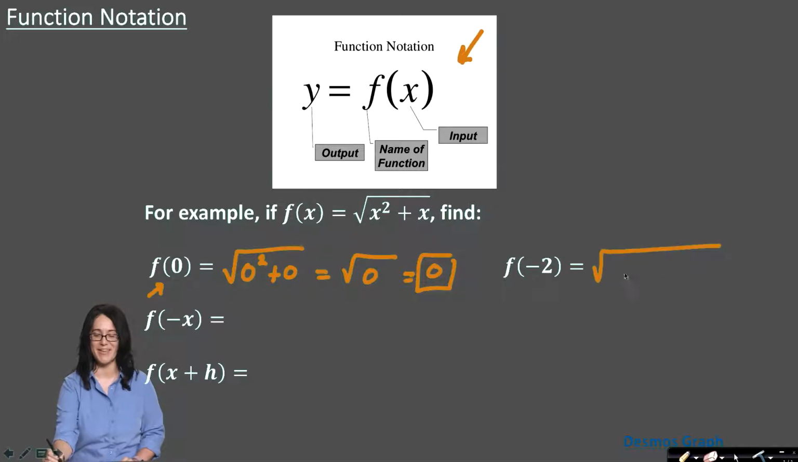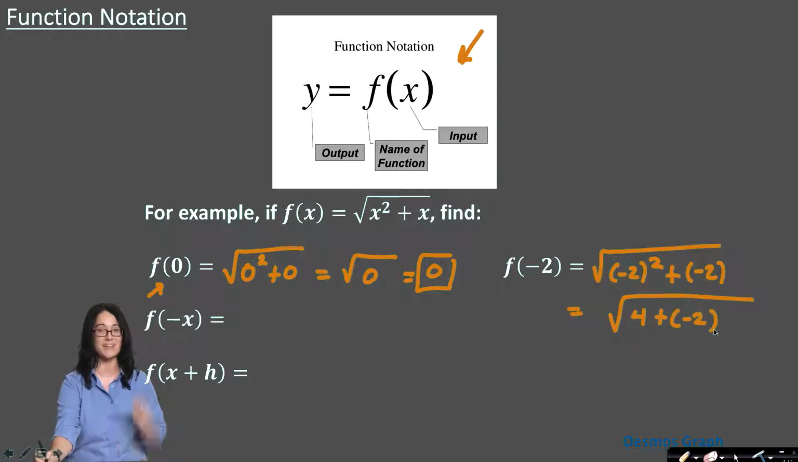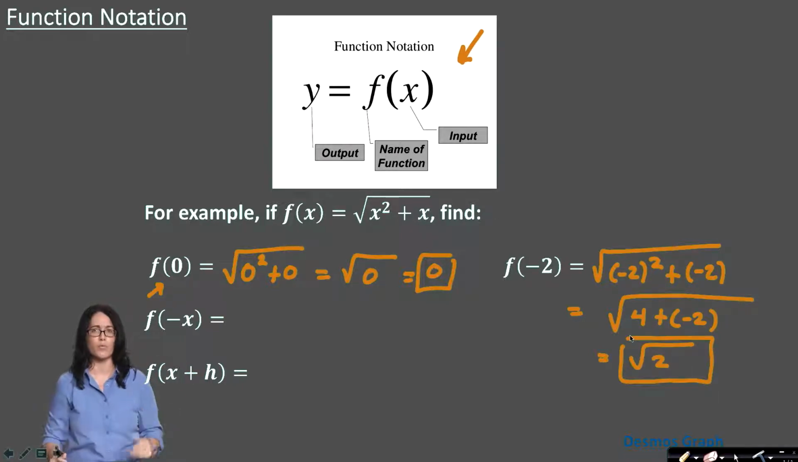What'd you get? Well, if you input negative 2, did you get negative 2 gets squared, and then you add the results of x, which is negative 2, meaning that your answer should have been the square root of 4 plus a negative 2. Watch your signs carefully because a negative times a negative is a positive there. And you end up getting the square root of 2. Well done. Or approximately 1.41 if you were to use a calculator there.